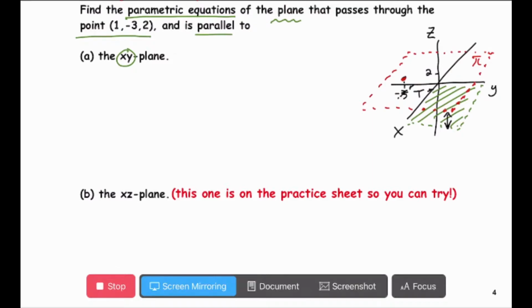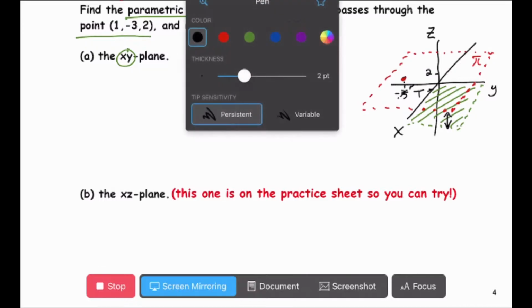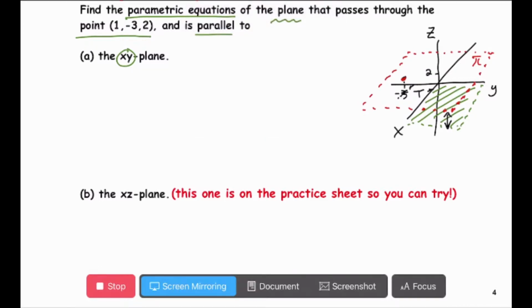We're going to be talking about something being perpendicular or parallel in reference to our axes. And how do we represent our axes in vector form? Well, we just use our unit vectors. So I'm going to label them on here as well: my vector i, my vector j, and my vector k.